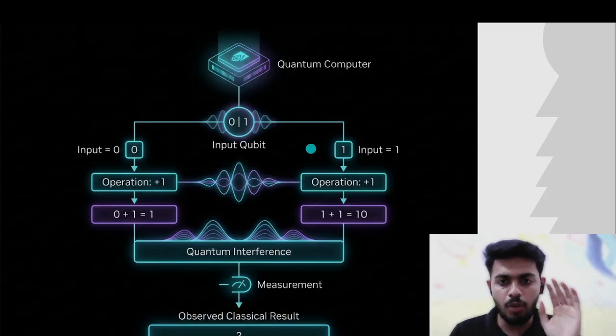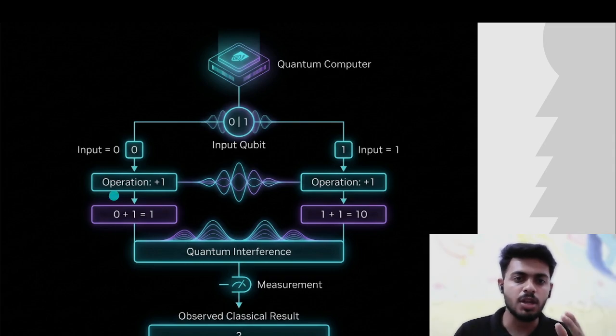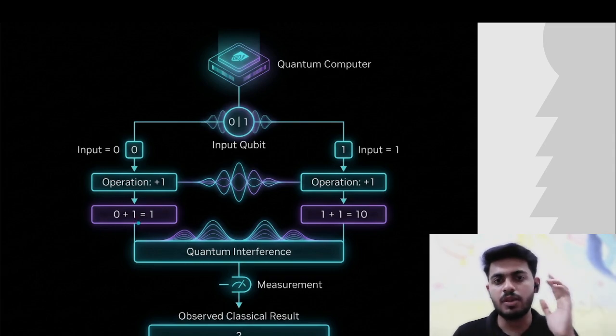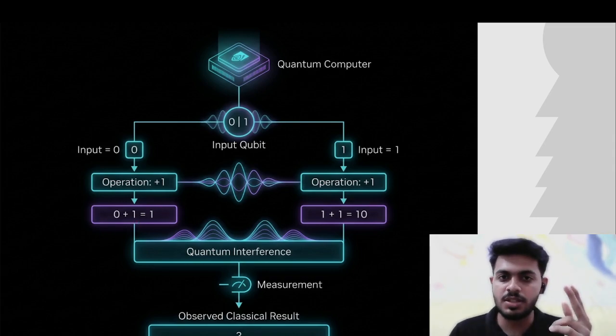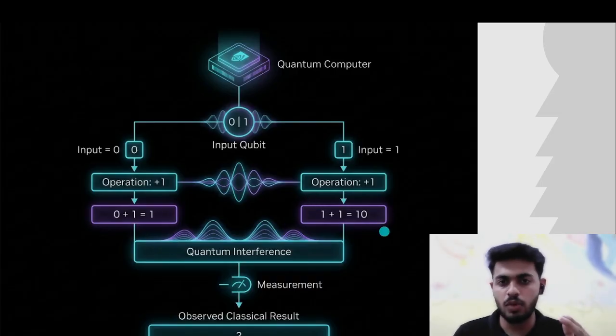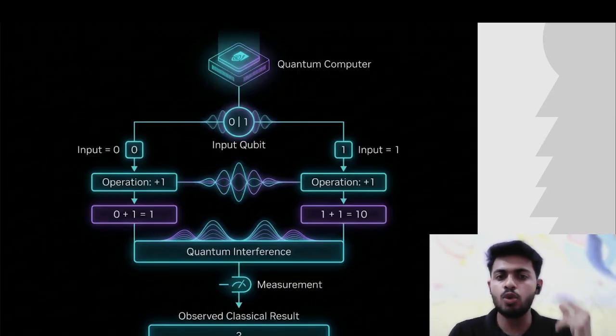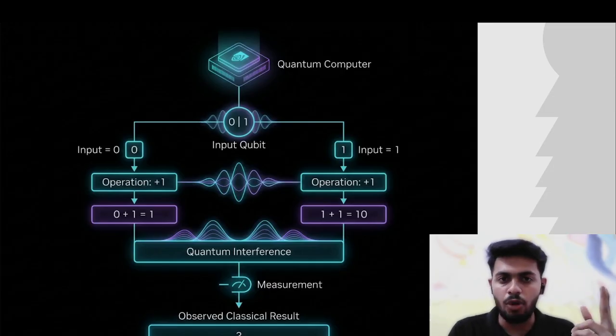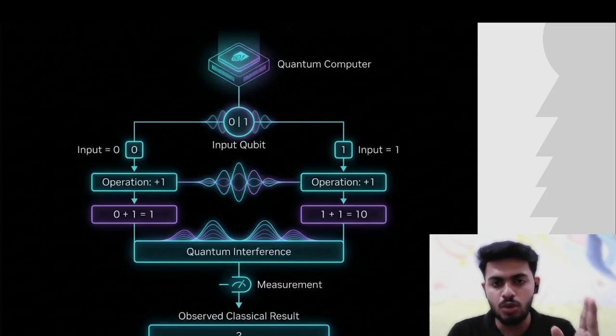So if we consider the possibility 0 and add 1 for that, our computational path becomes 0 plus 1. And if we consider the possibility as 1 and we add 1 for that, our computational path becomes 1 plus 1. So for this quantum state, there are two possibilities that may evolve. One is 0 plus 1 and the other one is 1 plus 1.